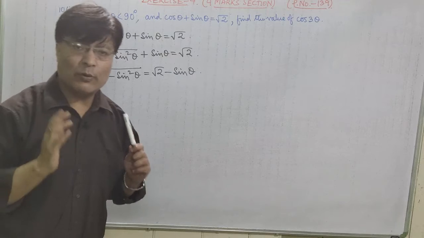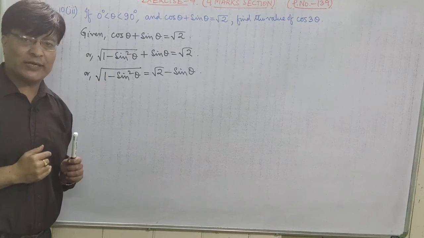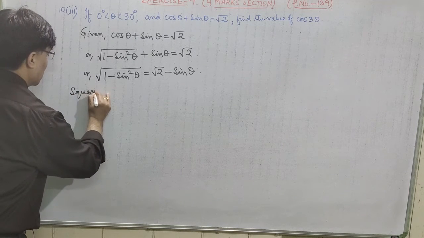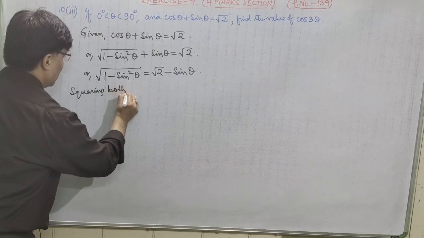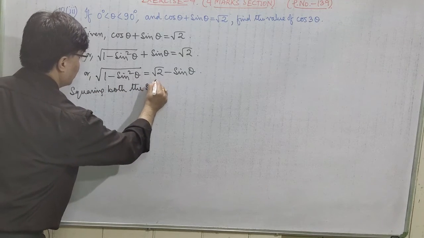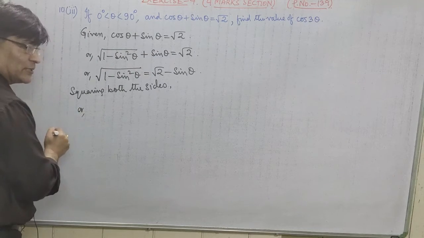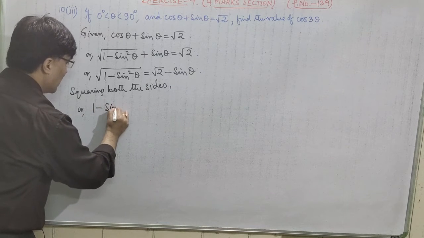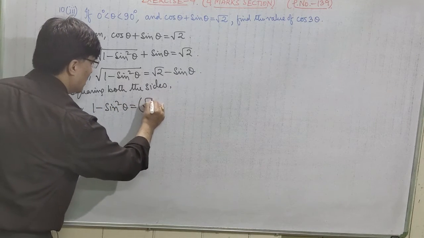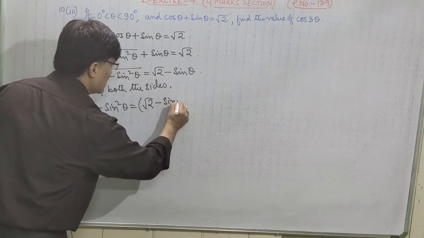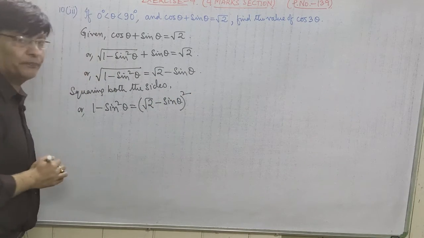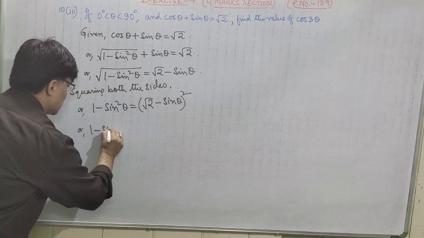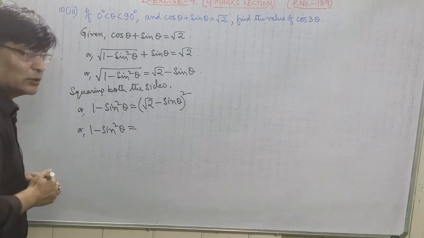Is that clear? Now how can you remove the square root from the left hand side? You have to square both the sides. So squaring both the sides, what do we get? This is root over whole square, so the square root will be removed. It will be only 1 minus sin square theta is equal to, and on the right hand side, root 2 minus sin theta whole square.